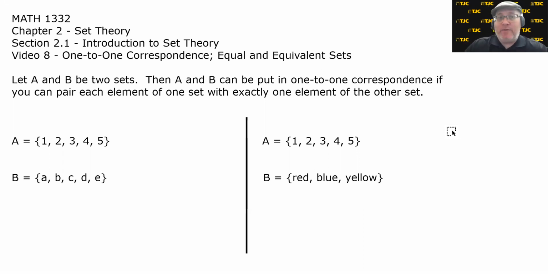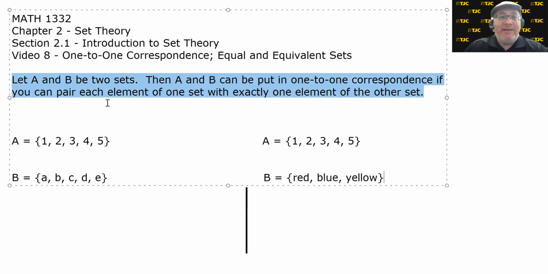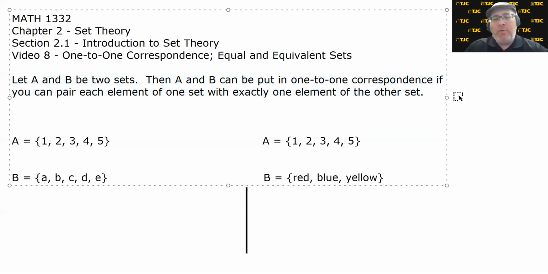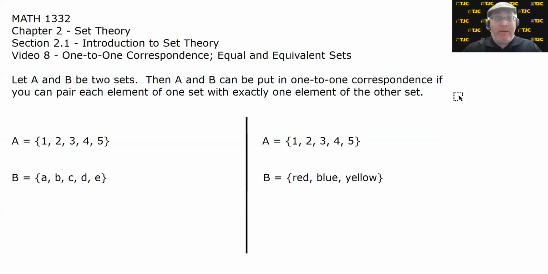Let's start by defining what we mean by one-to-one correspondence. And I've already got the definition right here. Let A and B be two sets. Then A and B can be put in one-to-one correspondence if you can pair each element of one set with exactly one element of the other set. You already have the idea of what it means to be able to put two sets into one-to-one correspondence. In fact, even infants and toddlers have this idea. Now, what do I mean by that?